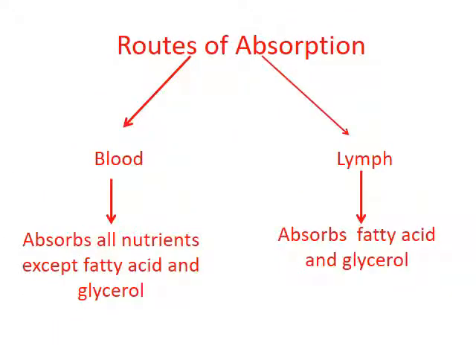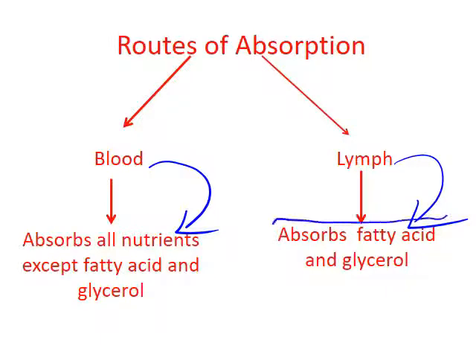What are the different routes of absorption? We have blood and we have lymph. Blood absorbs all the nutrients except for fatty acid and glycerol, while the lymph absorbs only, or mainly, fatty acid plus glycerol. Pay attention to the notes that I covered in this presentation.